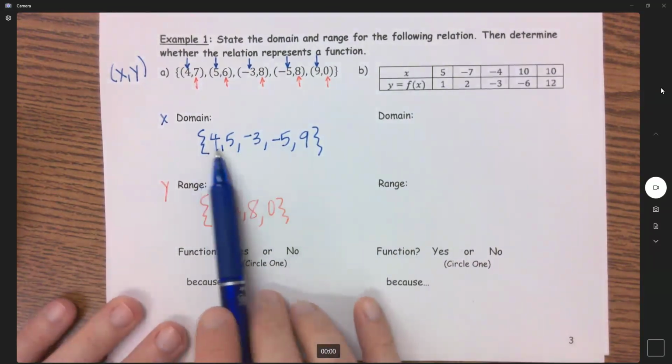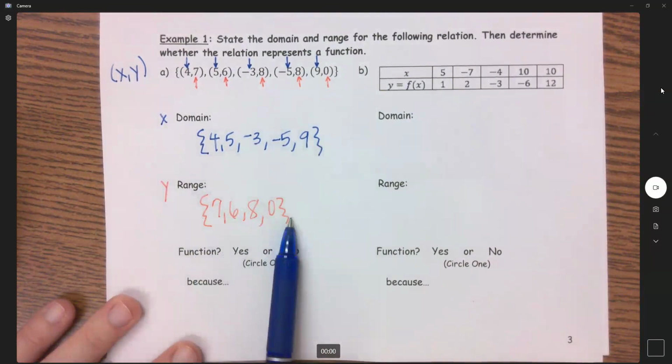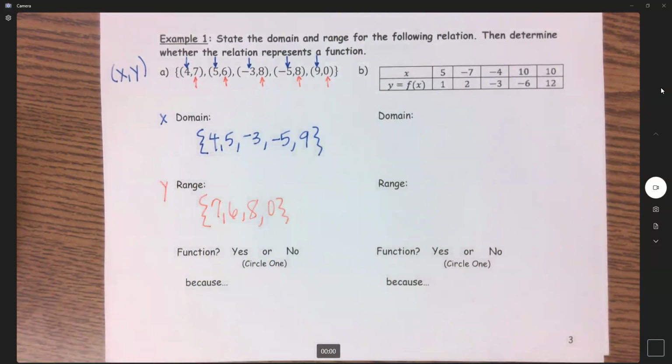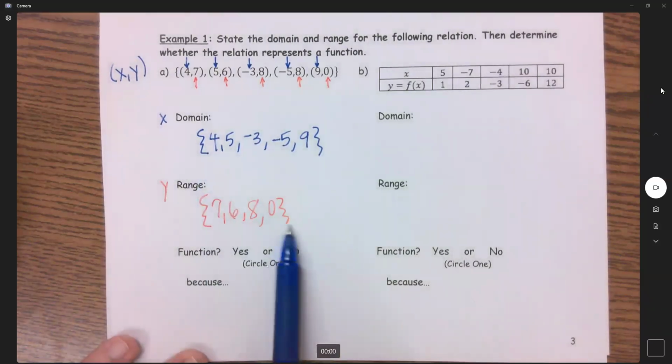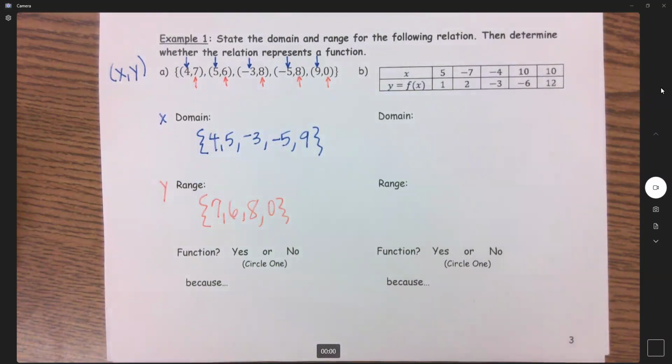Now notice that my domain has 5 numbers, my range has 4 numbers, and sometimes they're not going to match. It is possible that they match, but they're not always going to match. And also notice I didn't list these from least to greatest. You can if you would like to, but when you have individual numbers, it's not necessary.